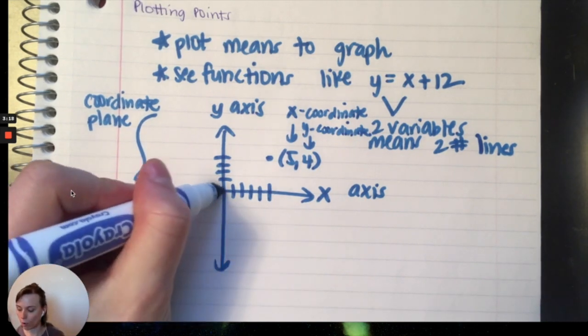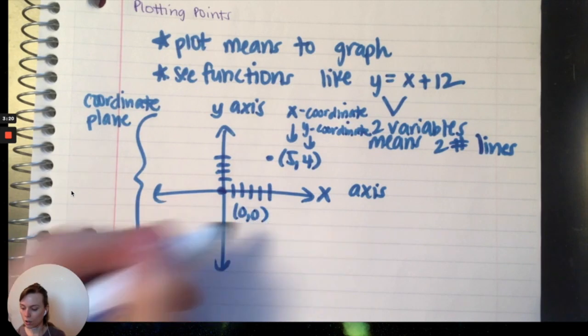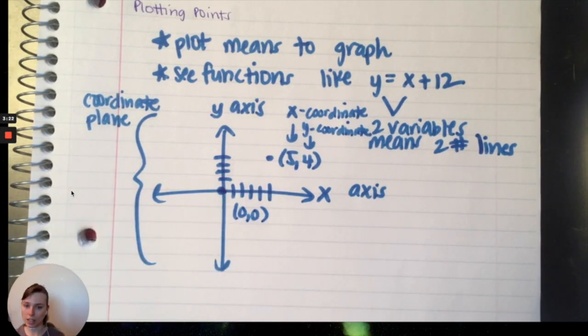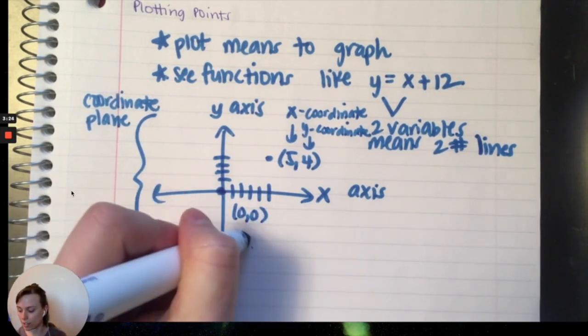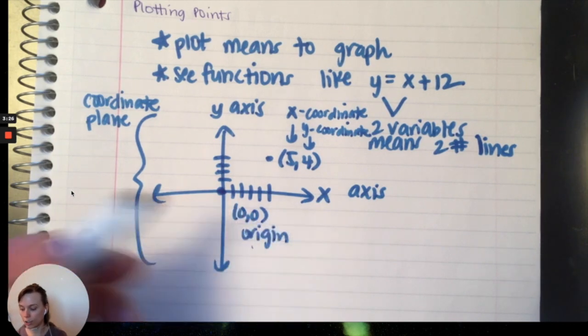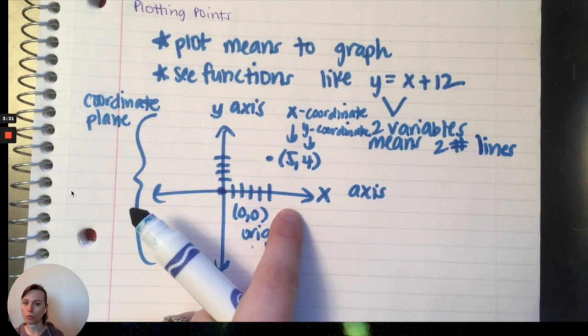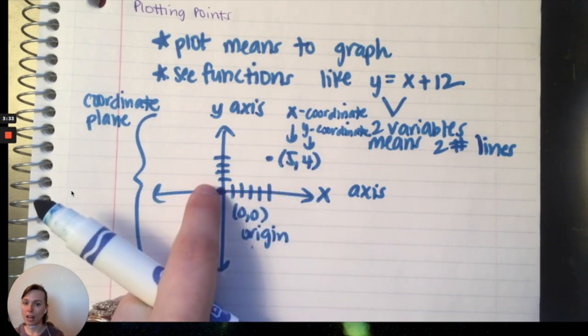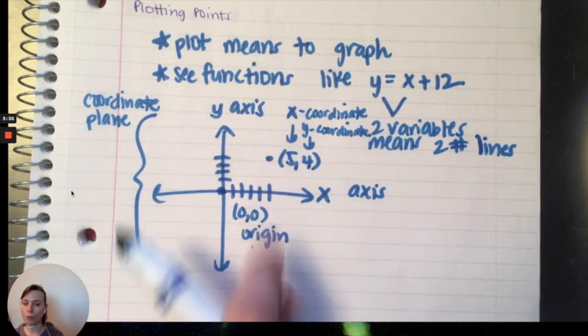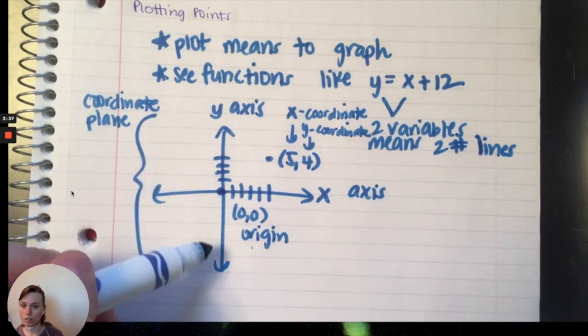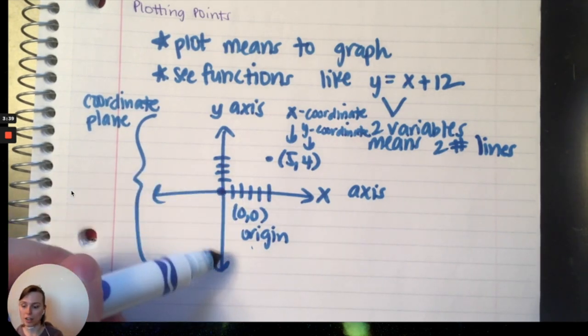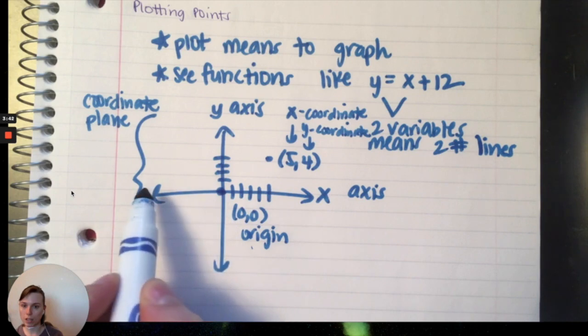A special point is this one, where we go 0 on the x-axis and 0 on the y-axis. This special point is called the origin, because I'm starting here and I now move 5 to the right because it's a positive 5, and 4 up because it's a positive 4. If I went down, or a negative number, it'd be down here. If I went left, it would be over here for a negative x value.